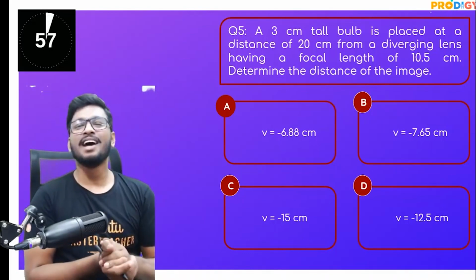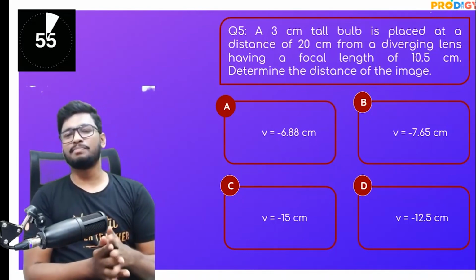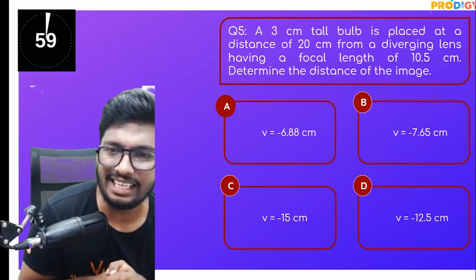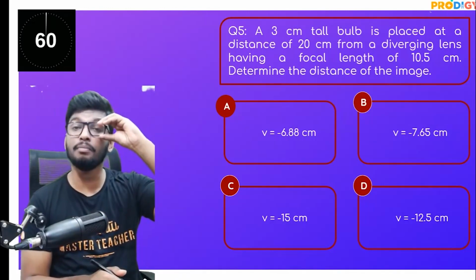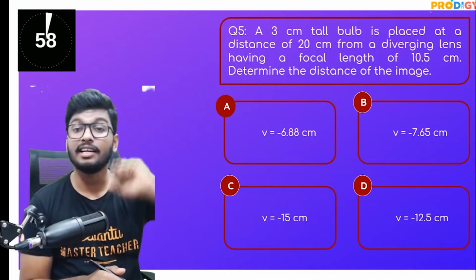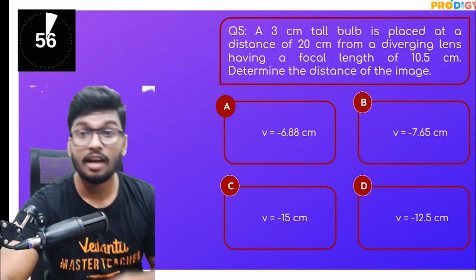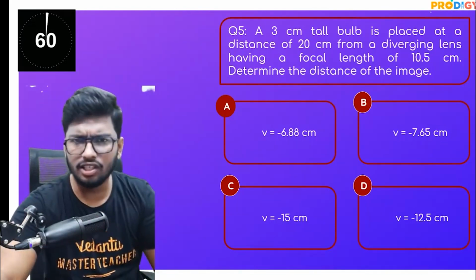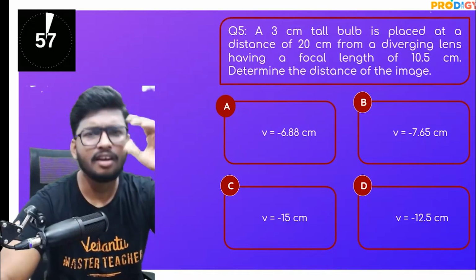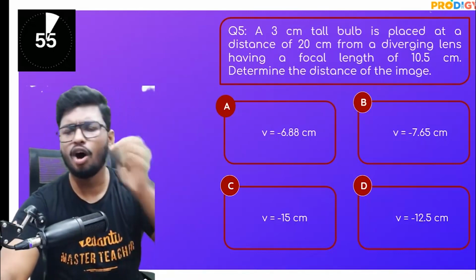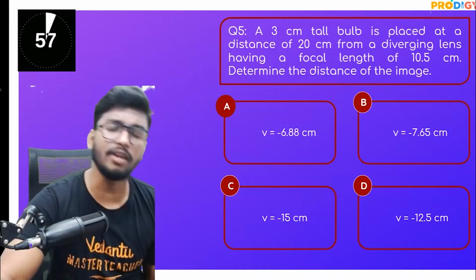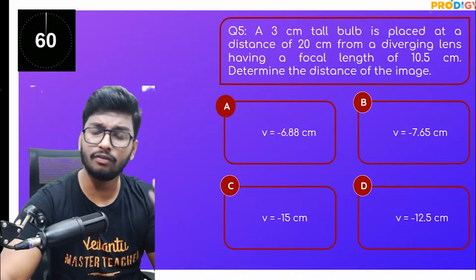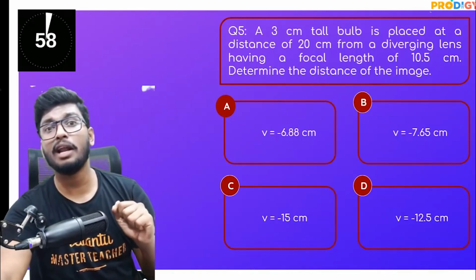So here's another one. A 3 centimeter tall bulb is placed at a distance of 20 centimeter from a diverging lens having a focal length of 10.5 centimeter. Determine the distance of the image. So yeah, it's a diverging lens. So that means it's a concave lens. Put down the given data, write down the answers. Options are v is equal to minus 6.88, v is equal to minus 7.65, v is equal to minus 15 centimeter, or v is equal to minus 12.5 centimeter.